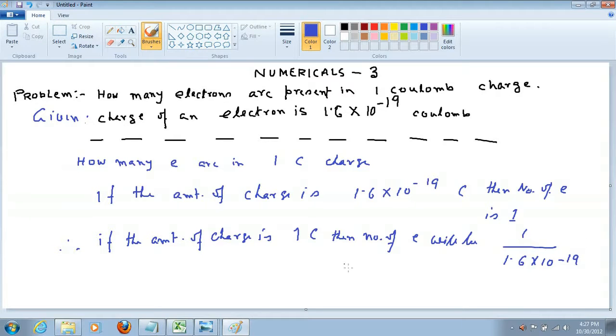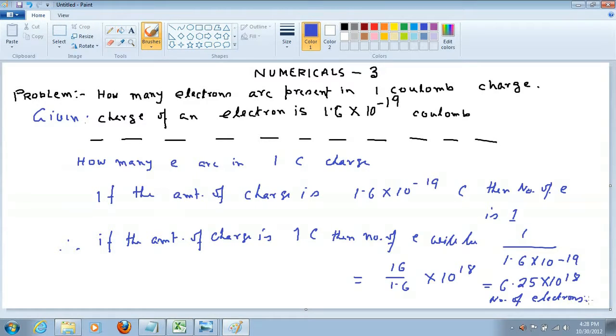Now 10 to the power minus 19, when it goes up from the denominator, will become 10 to the power plus 19 in the numerator. So separate this 10 to the power 19 into 10 and 10 to the power 18. Divide 10 by 1.6 and keep 10 to the power 18 separate. When you divide 10 by 1.6, we get roughly 6.25. So 6.25 into 10 to the power 18 is the number of electrons available in 1 coulomb of charge.